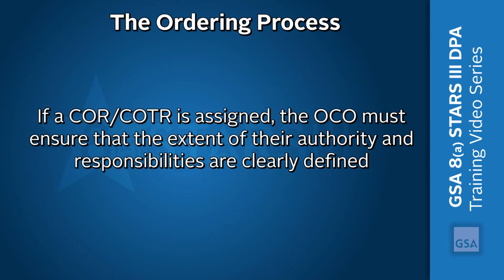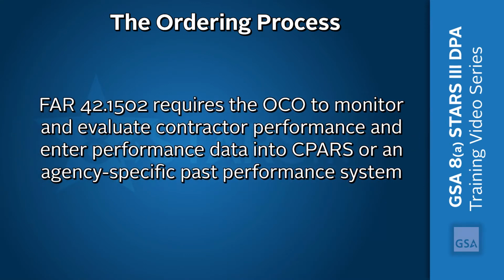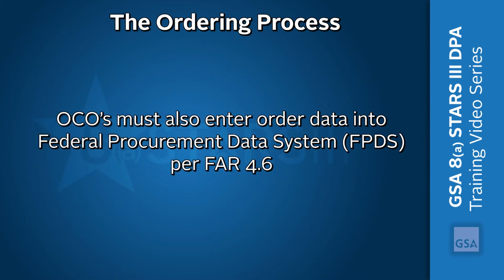If a core COTR is assigned, the OCO must ensure that the extent of their authority and responsibilities are clearly defined. FAR 42.1502 requires the OCO to monitor and evaluate contractor performance and enter performance data into CPARS, or an agency-specific past performance system. OCOs must also enter order data into the Federal Procurement Data System, FPDS, per FAR 4.6.